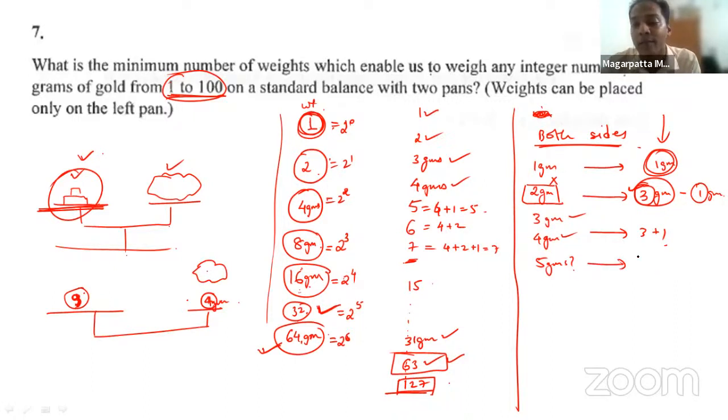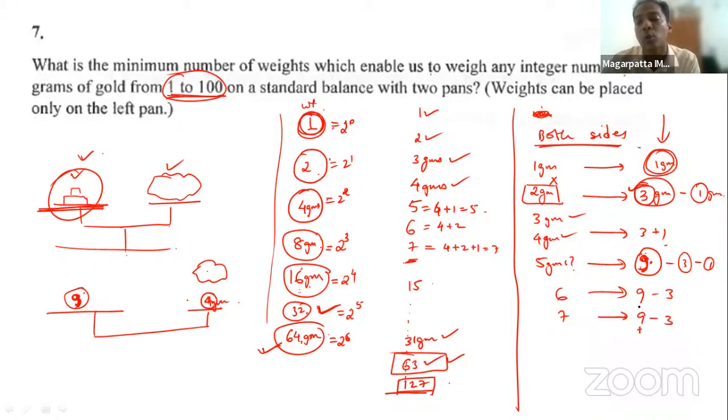So I can say, if I have another weight of 9 grams, 9 grams minus the 3 grams and minus the 1 gram would give me 5 grams. Similarly, 6 can be calculated as 9 minus 3. 7 can be calculated as 9 minus 3, and on the same side as 9, you also put 1: 9 plus 1 and minus 3. Similarly, 8 can be calculated as 9 minus 1, and 9 can be calculated directly. So you'll see all the weights would be possible and we'll be dealing in powers of 3.